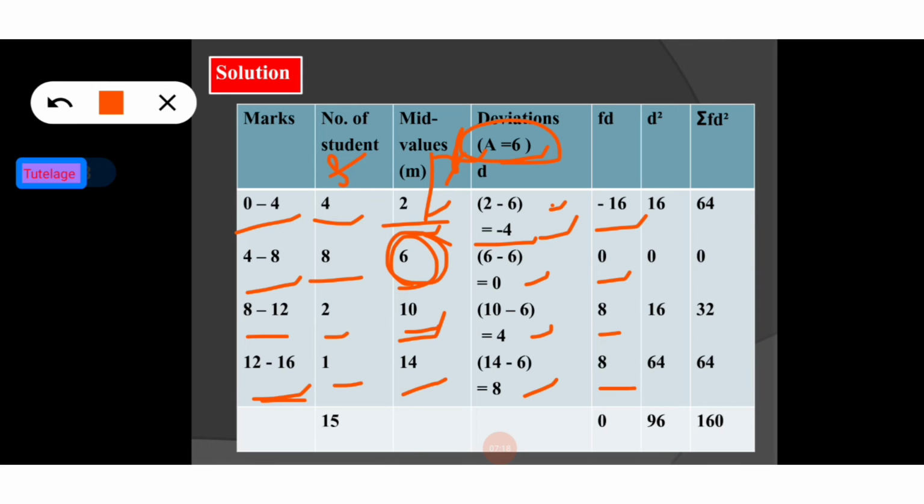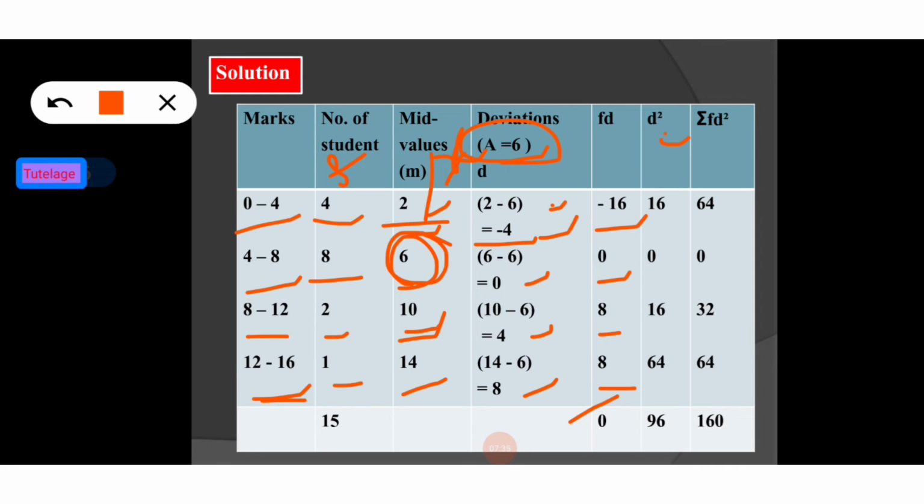So minus 16, 8 plus 8, that means plus 16. So minus 16 plus 16, that means my summation fd is equal to 0. So now going to the next column. We have to calculate the square of the deviation value.